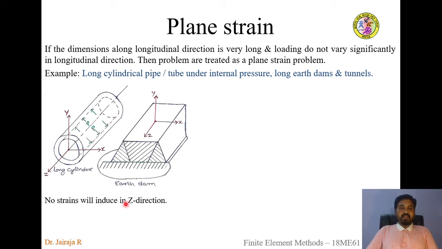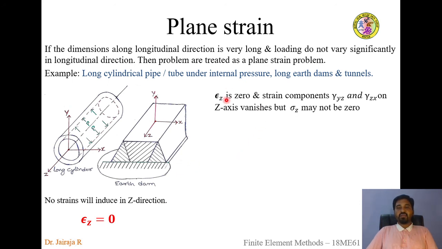So no strains will be induced in z direction because loading does not vary significantly in z direction. So epsilon z is equal to 0. Since strain in z direction is equal to 0, shear strain components like gamma yz, gamma zx on z-axis vanish. That is epsilon z is equal to 0, gamma yz, gamma zx is equal to 0. But sigma z may not be 0. Sigma z is equal to mu into sigma x plus sigma y.